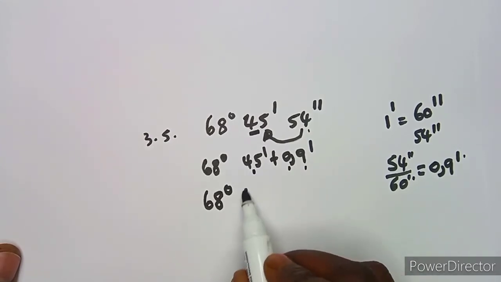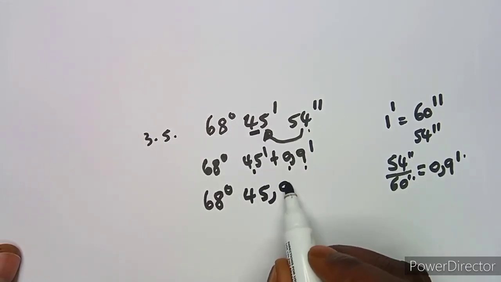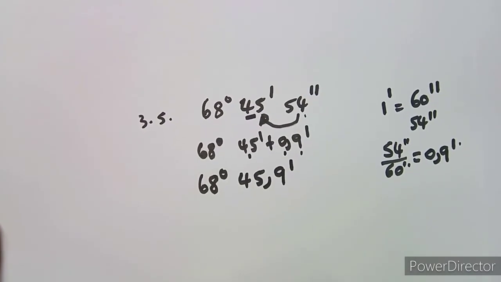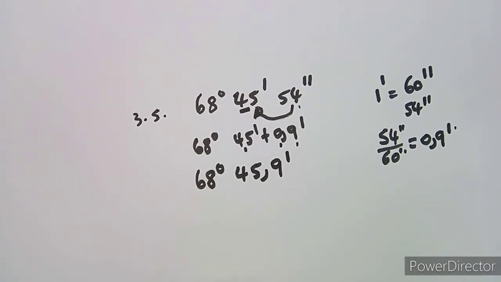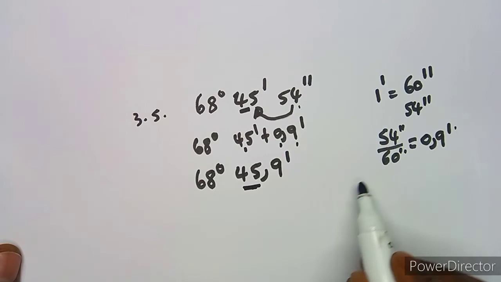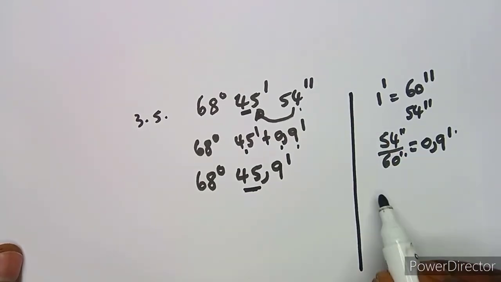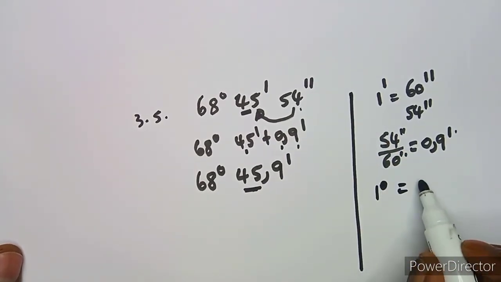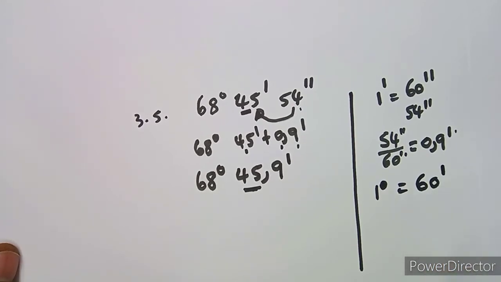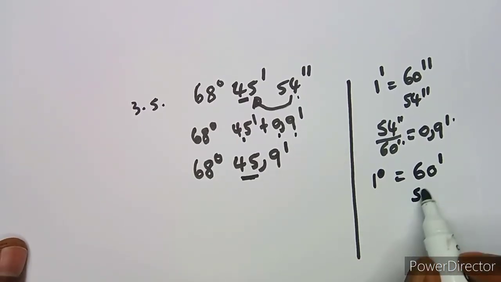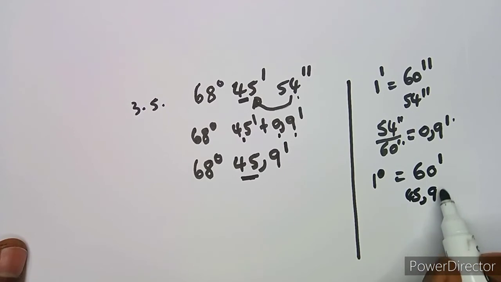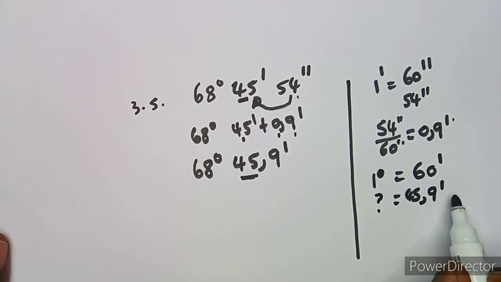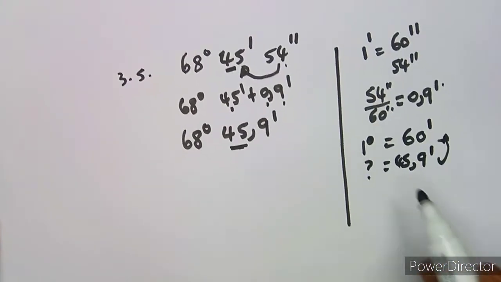45 plus 0,9 is gonna give you 45,9 minutes. So since, remember, we want to end up in degrees, you have to convert this to degrees. How do you convert? Remember, in a degree we have got 60 minutes. So what about 45,9 minutes? How many degrees do we have? We just divide, just like what we did there.